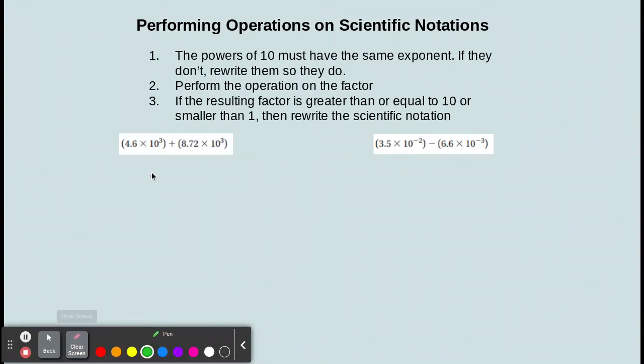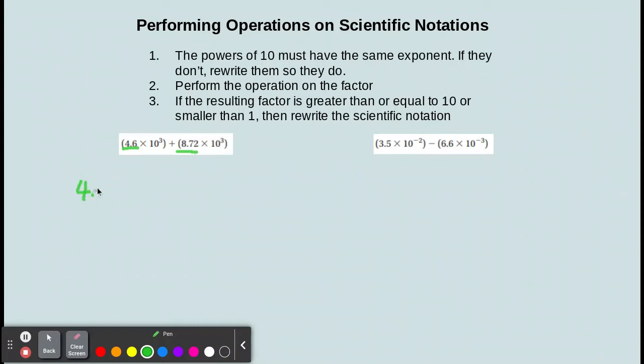So here we have 4.6 times 10 to the power 3 plus 8.72 times 10 to the power 3. The first thing you have to do is check that both your powers of 10 have the same exponent. And they both do. They're both to the power 3. So we don't have to rewrite them. And now we just need to perform the operation on the factors.